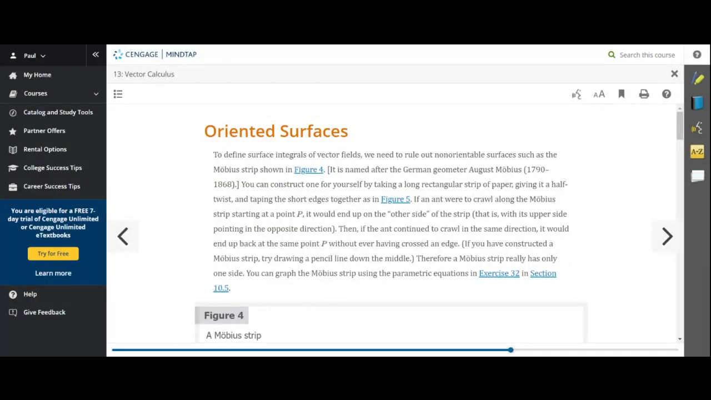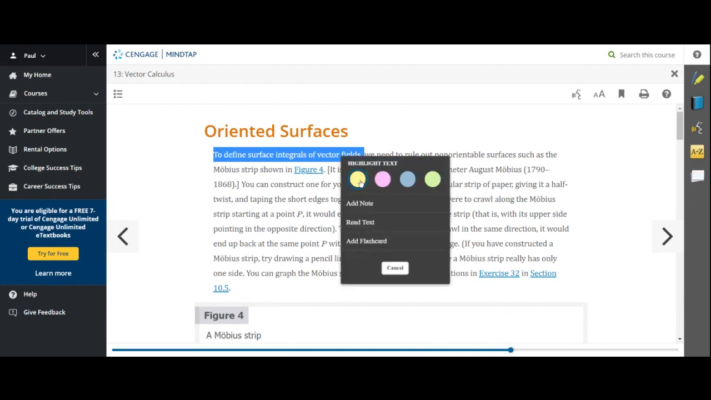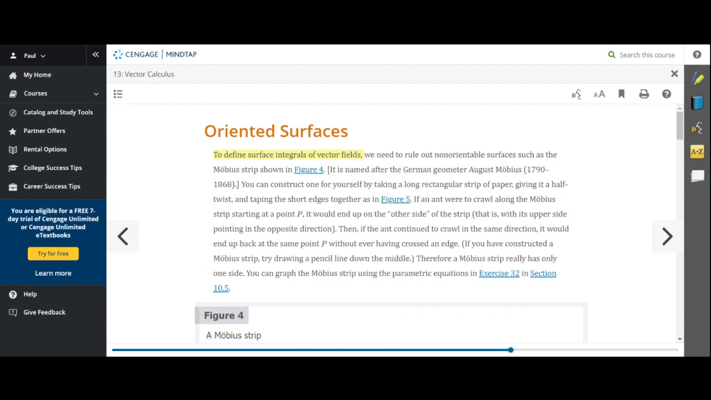Okay, so we talked about surface integrals last time. And we now want to talk about surface integrals of vector fields.